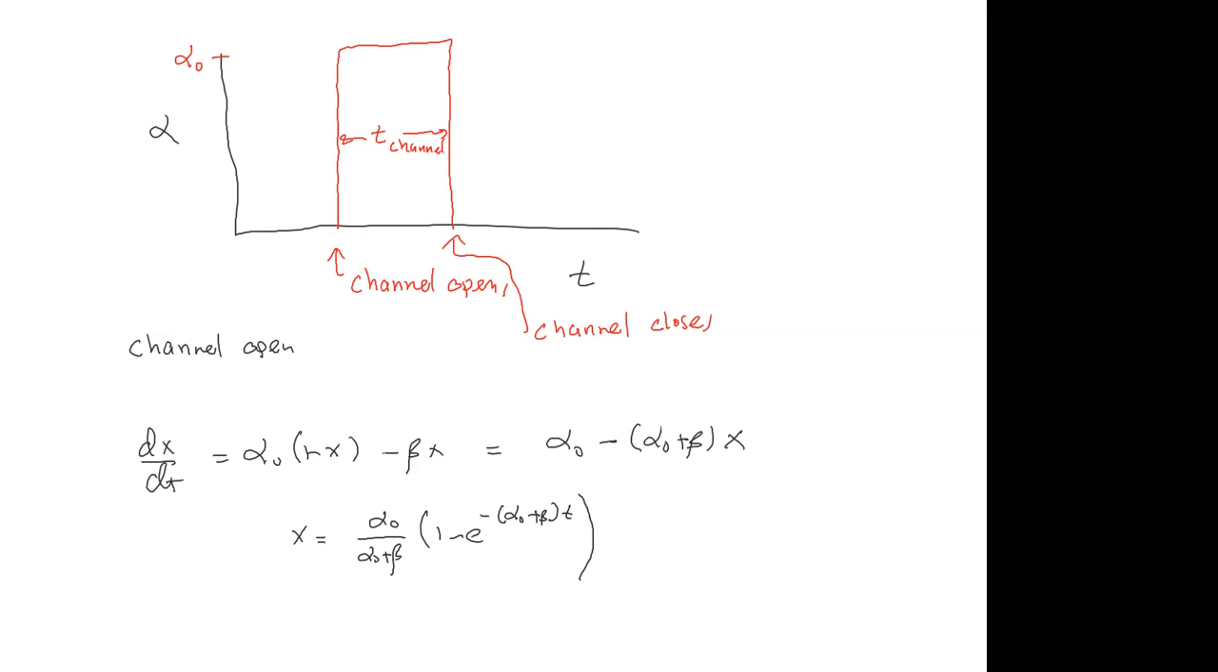So t equals 0, that's 0, and it increases rapidly. This time is t channel. Typically alpha naught is usually much bigger than beta, in which case this is almost 1. So for times larger than 1 over alpha naught plus beta, the channel opens completely. And so we can plot it here. It basically goes up like this.